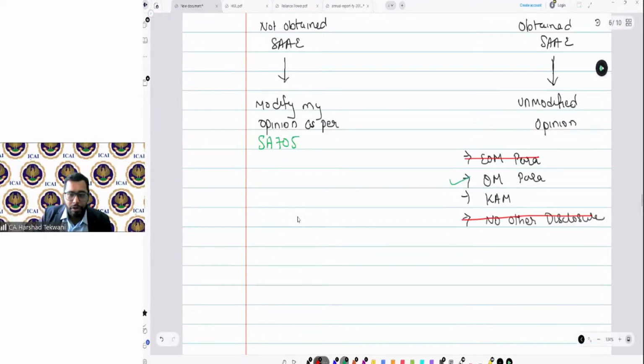Now, what about key audit matters? Will I include a key audit matter?